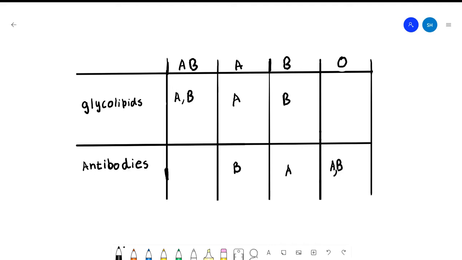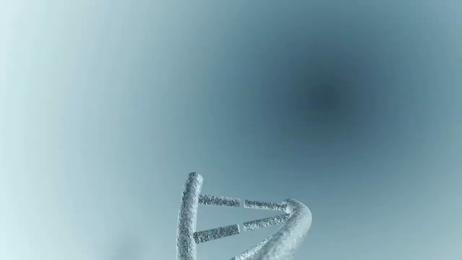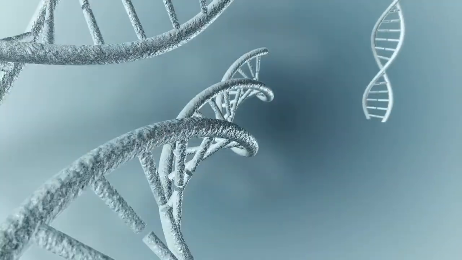Now, let's move on to what determines whether you have a negative or a positive blood type. Well, that's when the RH factor comes in. The RH factor, which is also known as the rhesus factor, is a protein that's found inside your body. And this protein is determined by the genes of your parents and your genes.